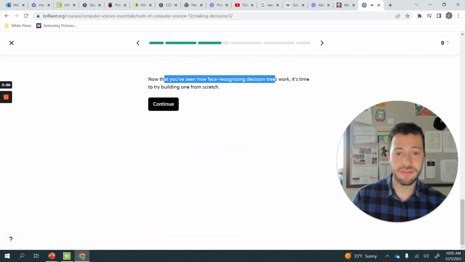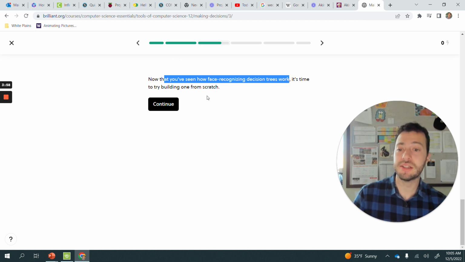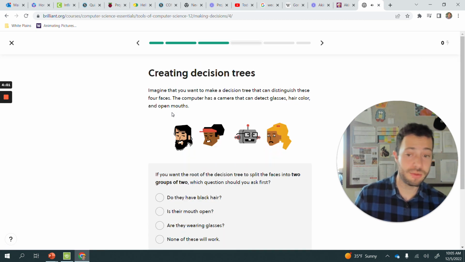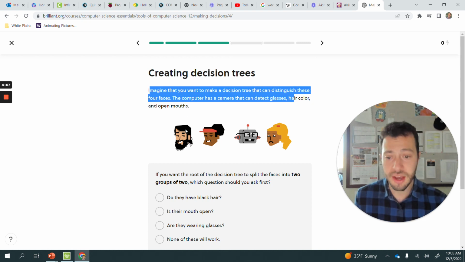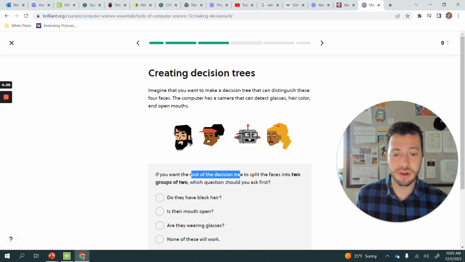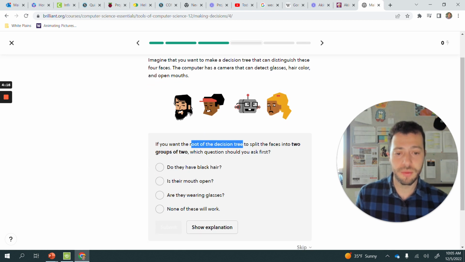Now that you've seen the face recognition decision tree at work, it's time to try building one from scratch. So it's going to make us ask some questions. Imagine you want to make a decision tree that can distinguish these four faces. If we want to know the root of the decision tree to split it into two groups, we have beard, no beard, robot, blonde hair. So which question should we ask in order to best split it into two groups?